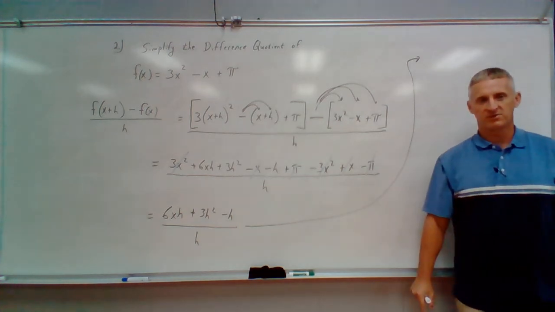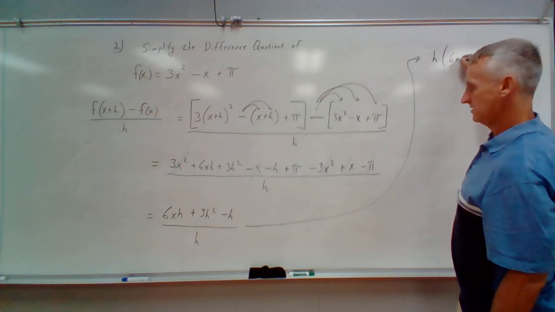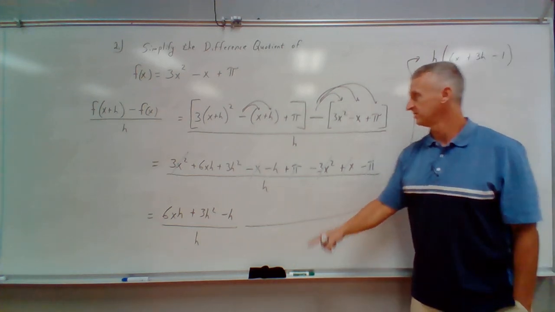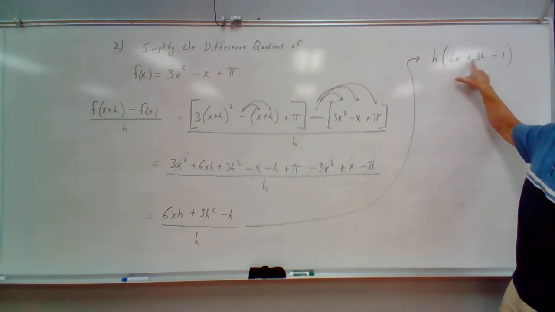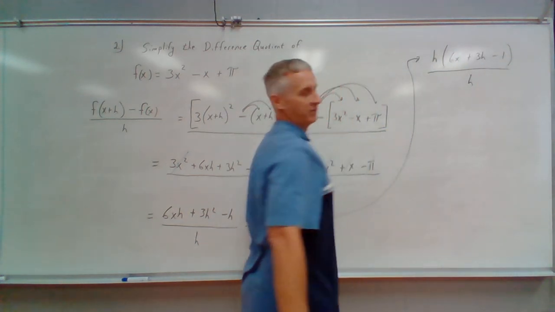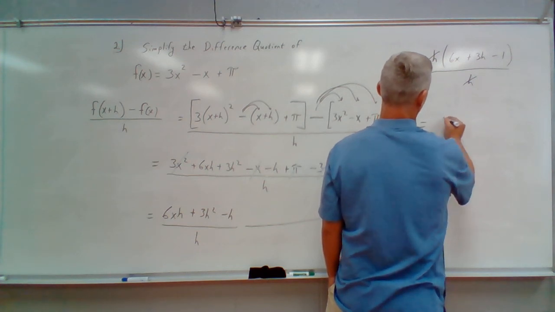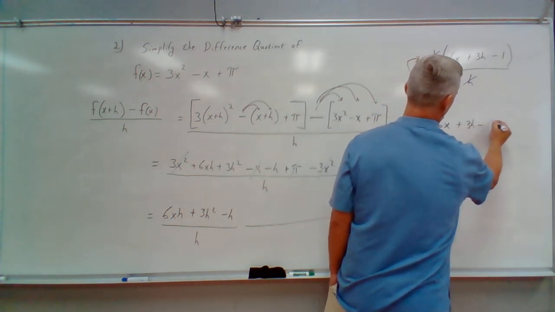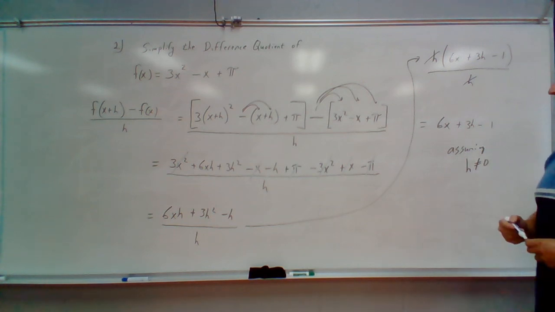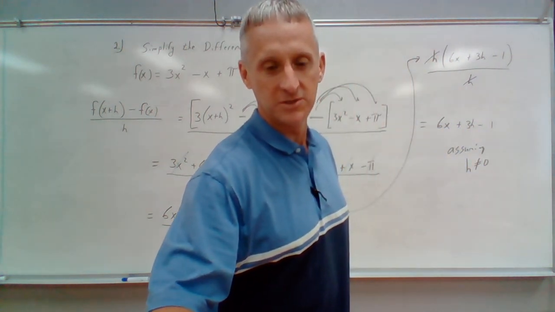All right, there's an h in every term on the top, so we're going to factor an h out. That leaves me with 6x plus 3h minus 1. Right? Double check, that's 6xh, 3h squared minus h. And that is all over h. So now, as long as h is not 0, we can cancel them out. And our final answer will be 6x plus 3h minus 1, assuming h is not equal to 0. All right, so if you got all that correct, congratulations and good job. That concludes this lesson.